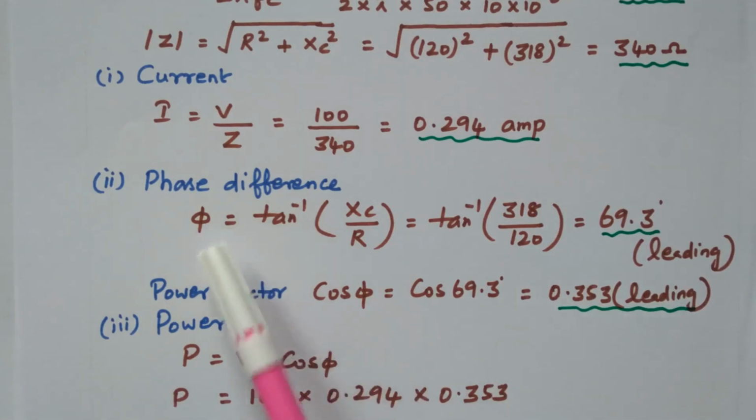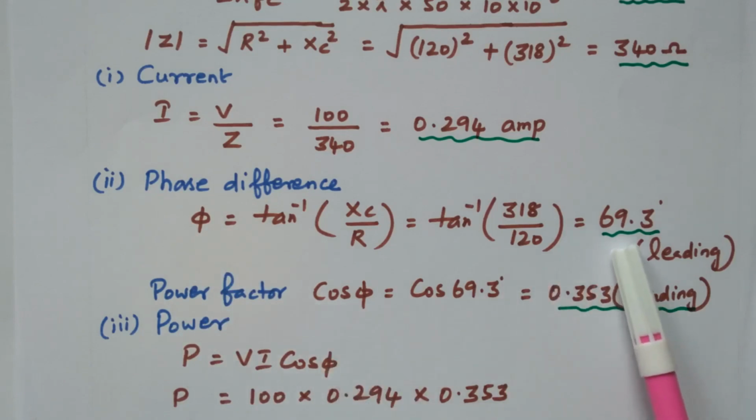From this phi value, we can easily calculate the power factor. The angle between the current and voltage is 69.3 degrees with a leading. So the power factor is nothing but cos phi. Phi value is 69.3, so cos of 69.3 is 0.353. It is also leading because of the capacitor. Current leads in the capacitor.